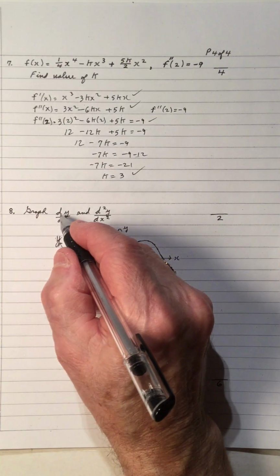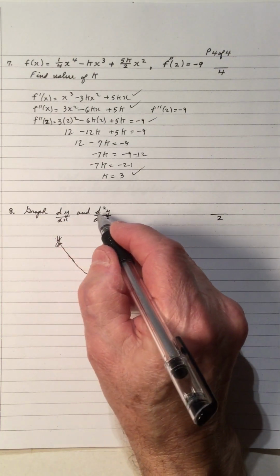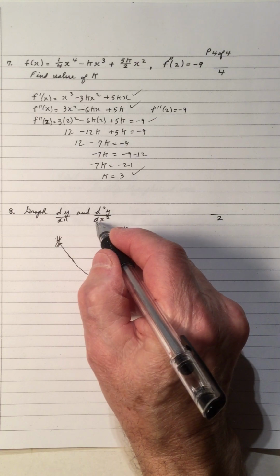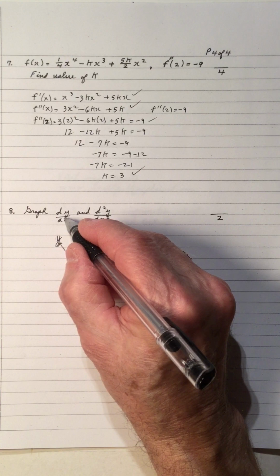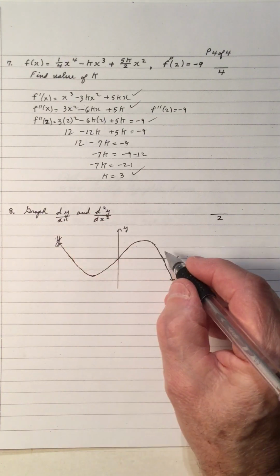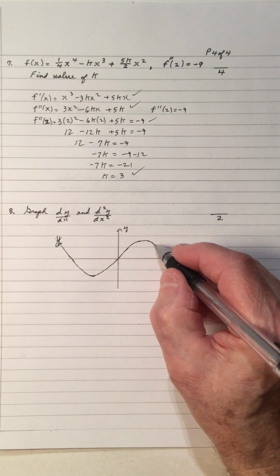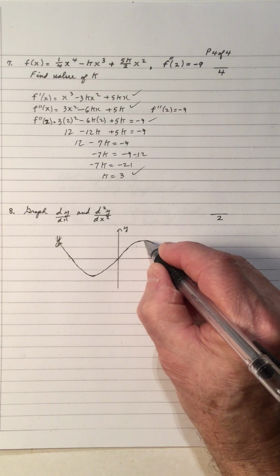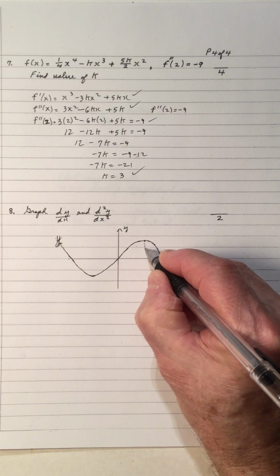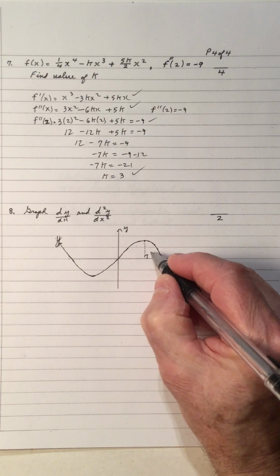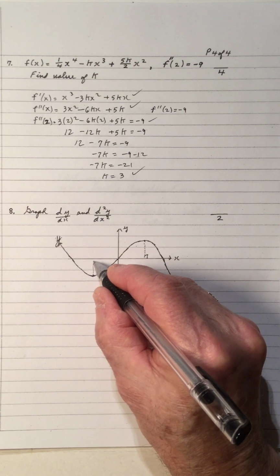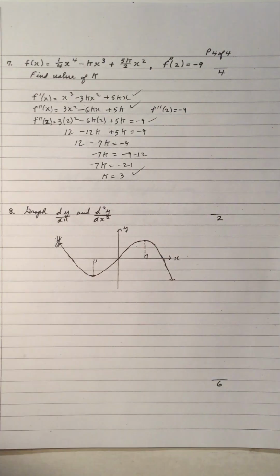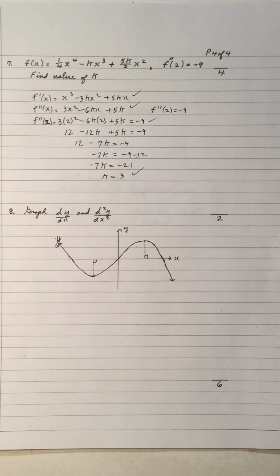Graph dy/dx and d squared y/dx squared. So dy/dx is the first derivative. This is a cubic, so we take the maximum point and we drop it perpendicular down to the x-axis. And we got a minimum here, so we drop it perpendicular to the x-axis. Now I'm going to use a different color pen. I'm going to use a red one.